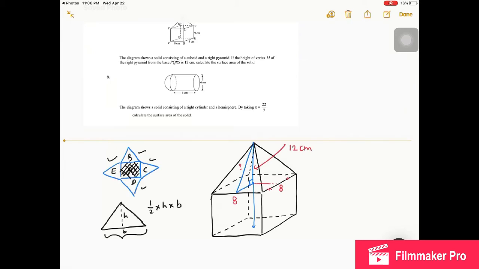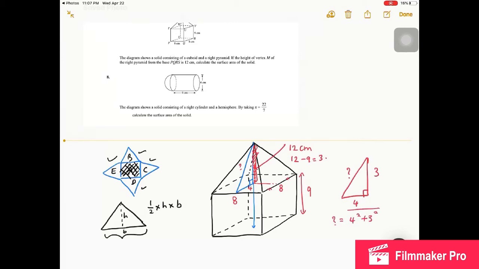So if we do that, we know that this has been divided into 2, so meaning that this is 4. And this height, because the height of this cuboid is 9, the height for this one is only 12 minus 9, which is equal to 3. So if we do the Pythagoras Theorem, we have 3 and 4, we can find the length here.